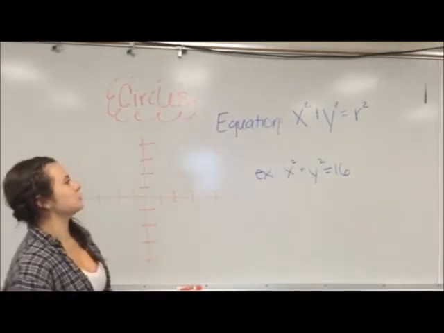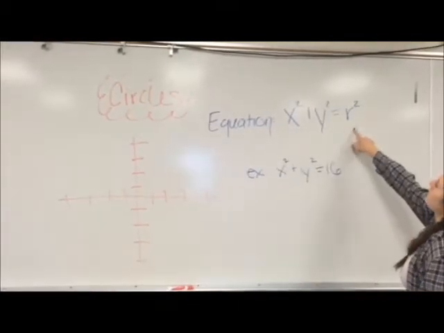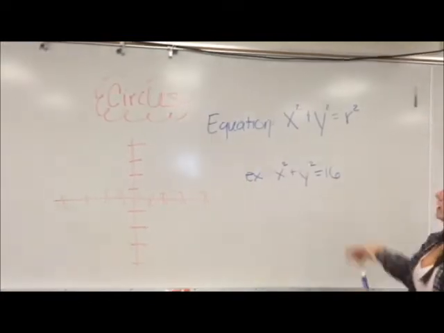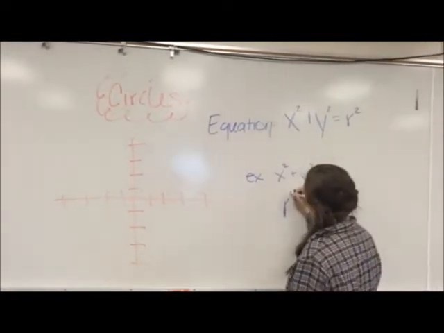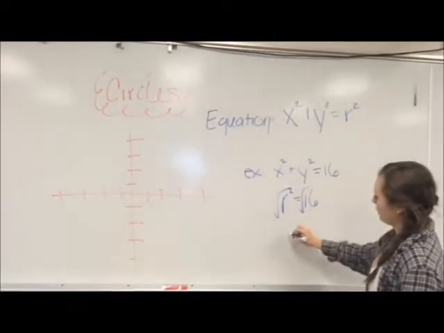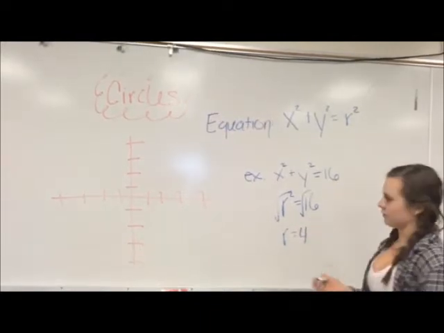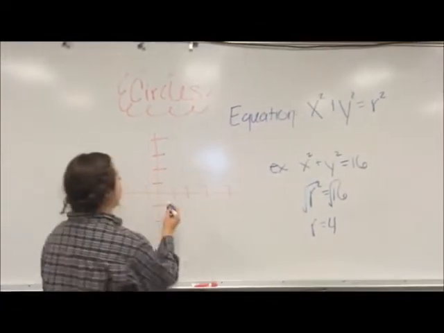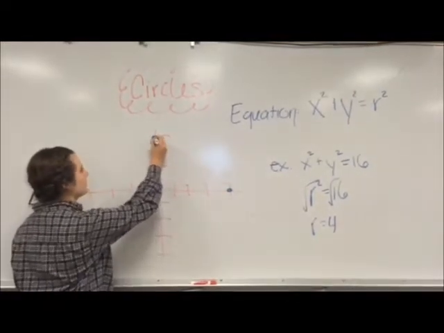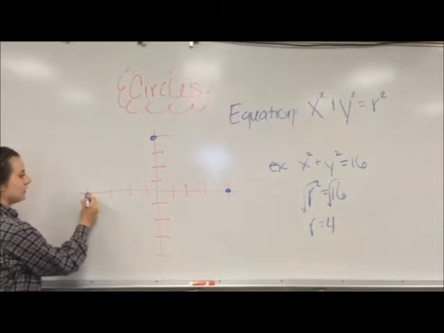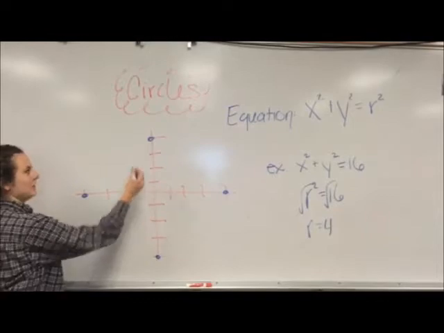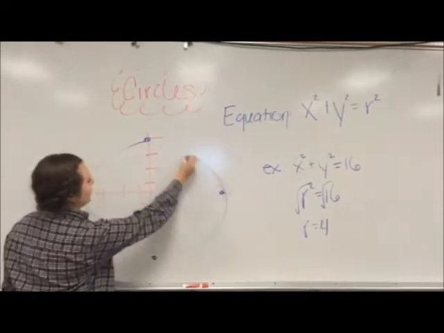Okay, graphing circles. You have the equation x squared plus y squared equals r squared. So here's an example: x squared plus y squared equals 16. Your radius squared would be 16, which means take the square root of both sides, r equals 4. So the radius of your circle is 4. So we go 1, 2, 3, 4 in each direction. Since it's centered on the origin, then you just circle it.